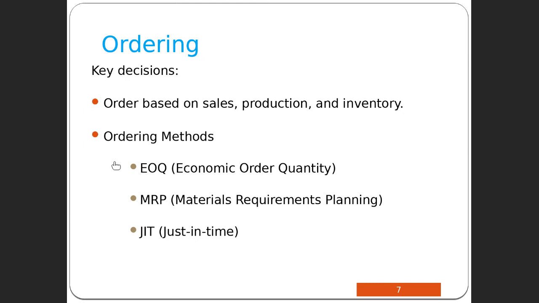Inventory ordering methods are as follows. The three primary inventory ordering methods. The first one is economic order quantity. Economic order quantity means buying more to save.